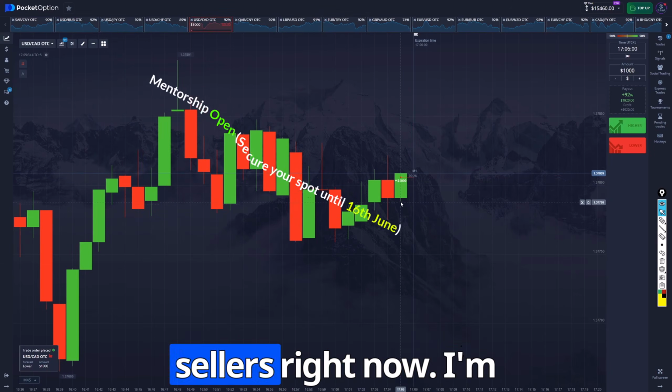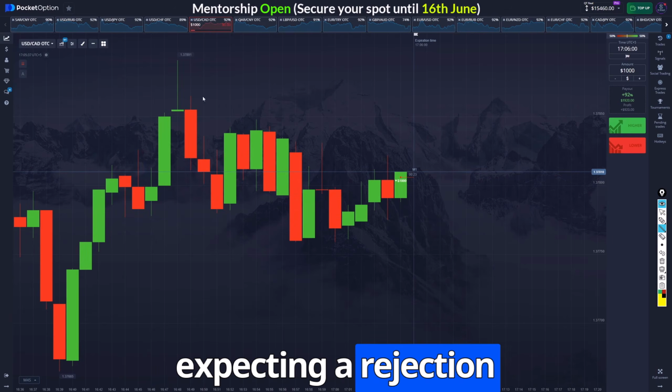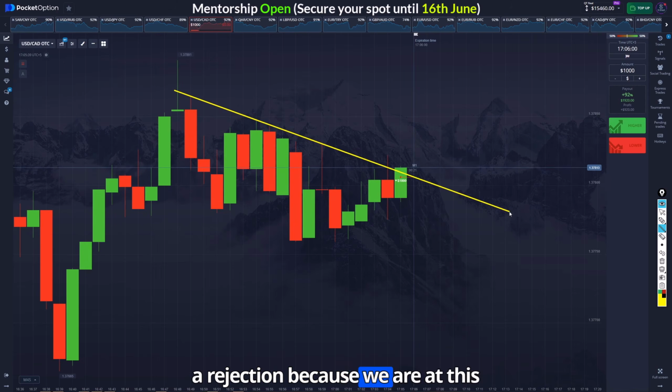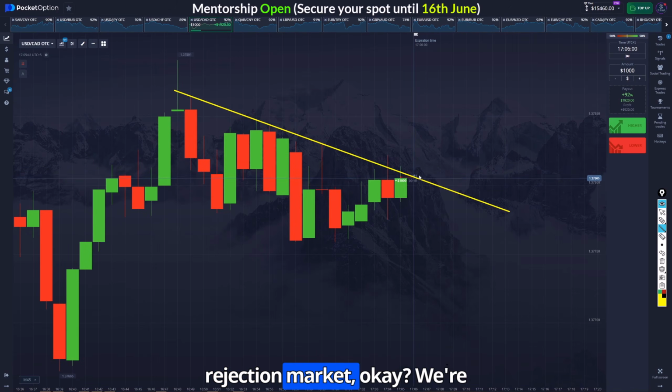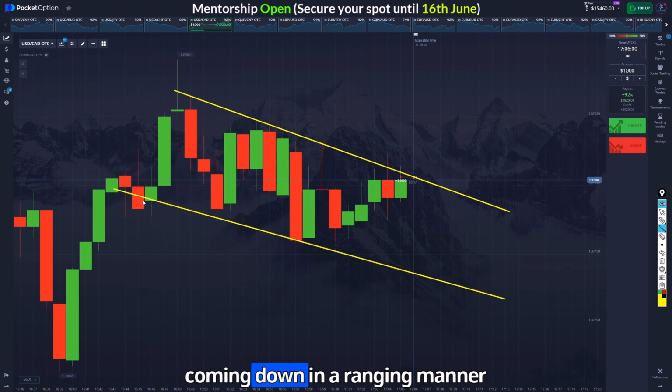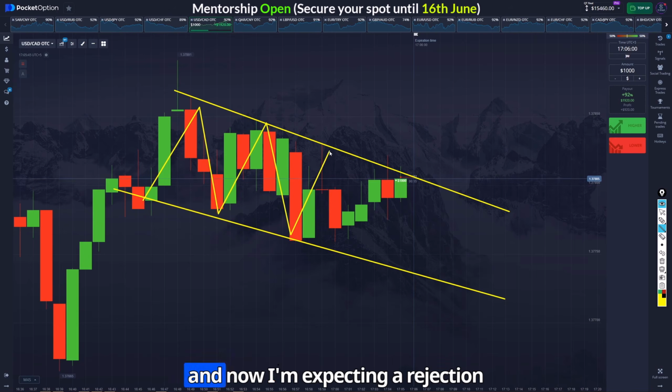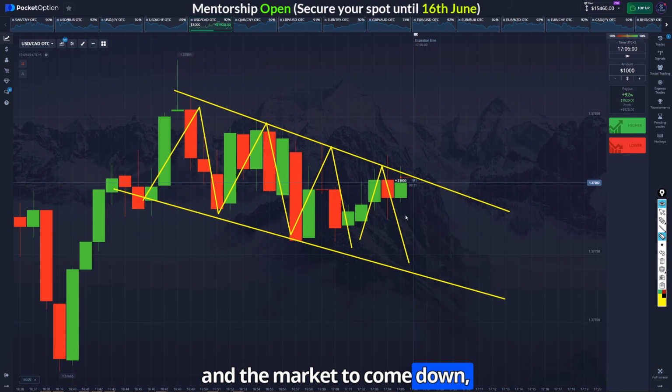I go with the sellers right now. I'm expecting a rejection because we are at this rejection market, okay? We're coming down in a ranging manner and now I'm expecting a rejection and the market to come down, okay?